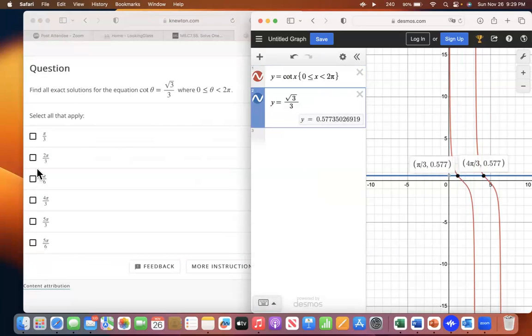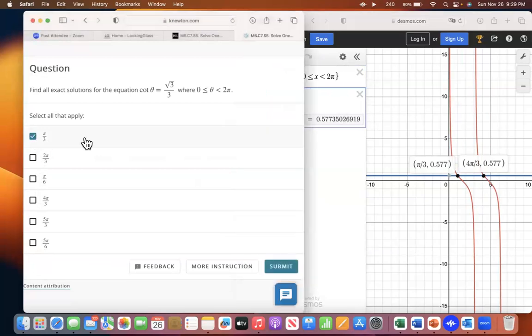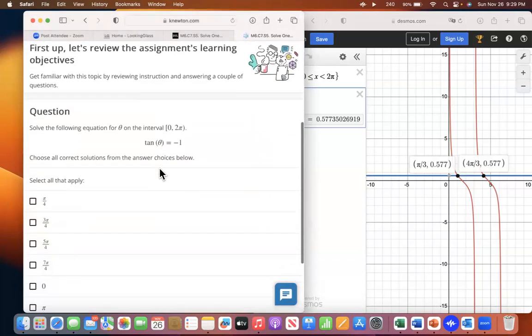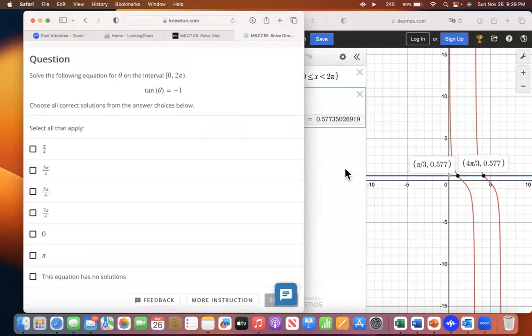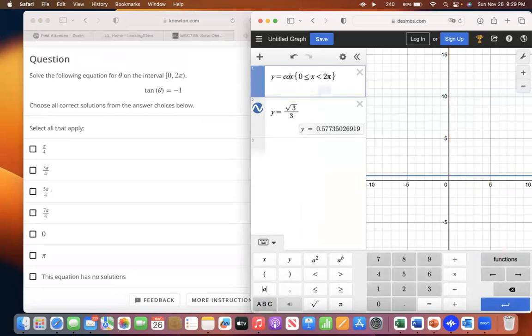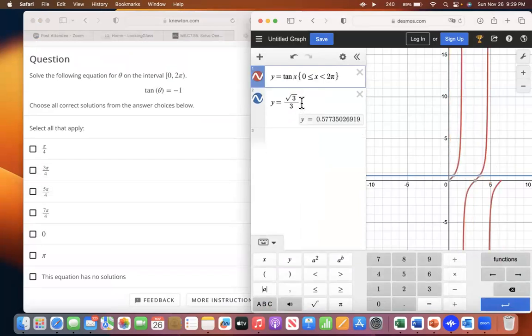Square root of 3. Oh, it's not on here. Oh, wait, pi over 3. Yes, it is. And 4 pi over 3. This one's just tangent, right? Like nothing else with it. That's it. Right. Yep. And that stays the same. And this is just -1.